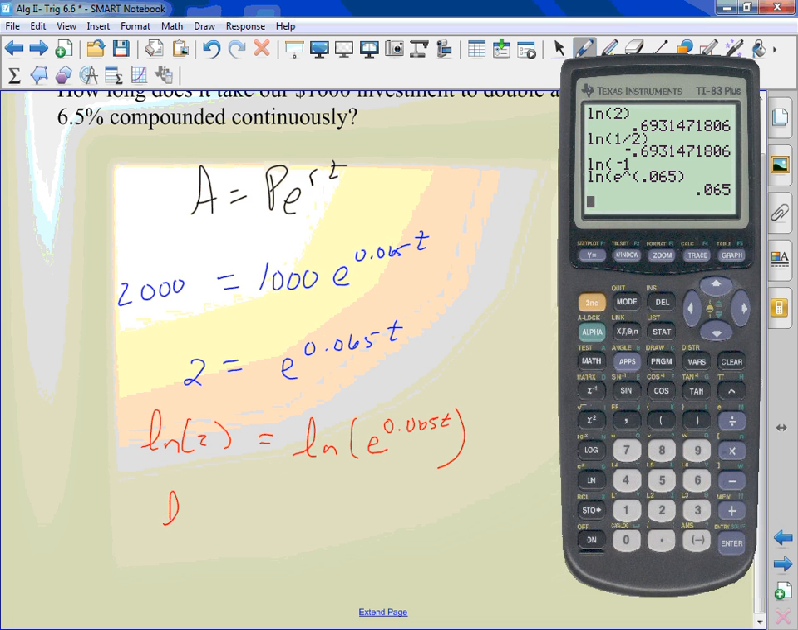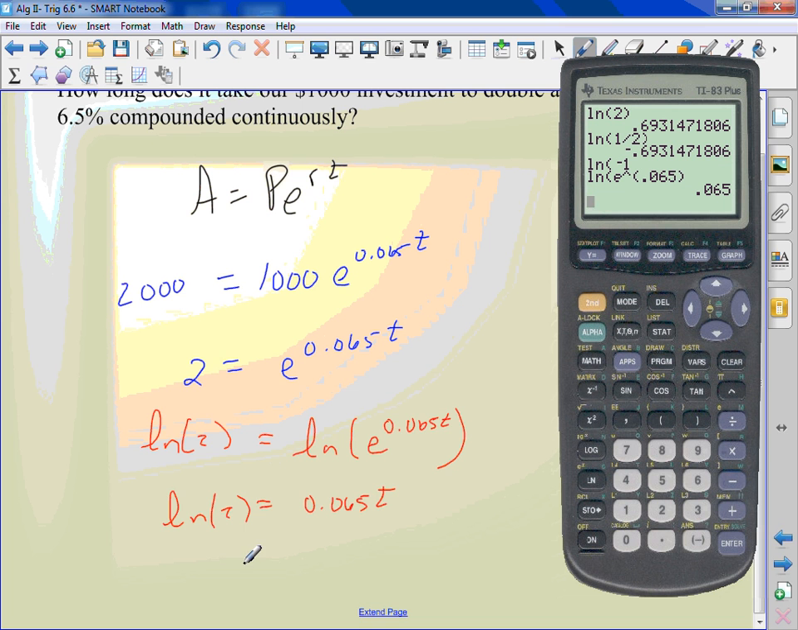So I have ln of 2 equals 0.065t. t's not an exponent anymore. It's now brought down, just like on yesterday's homework, it was brought down when we took the logs. Yes, ln gets rid of an e. An e gets rid of an ln.